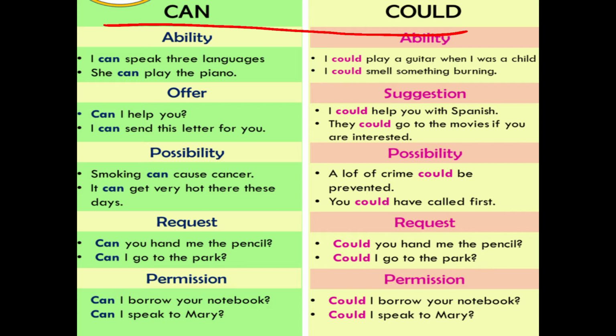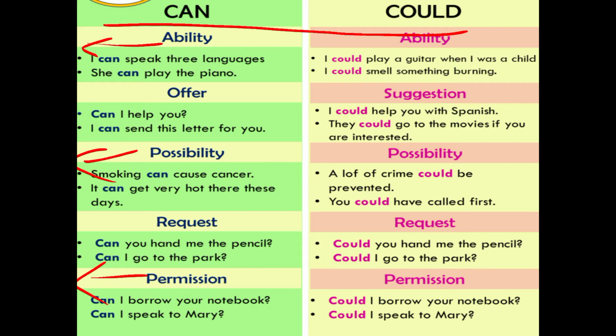So the basic rule which we have to understand, सबसे मेन चीज़ आपको समझना है कि there are three things which are so common in this. The first one is ability. आपको ability को check करना होगा. Second is possibility, and third is permission. These are the three things which are so common when we use can or could.